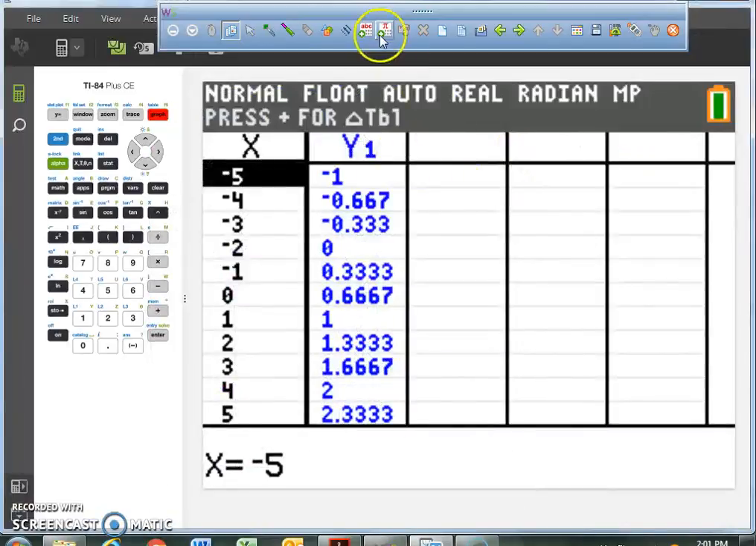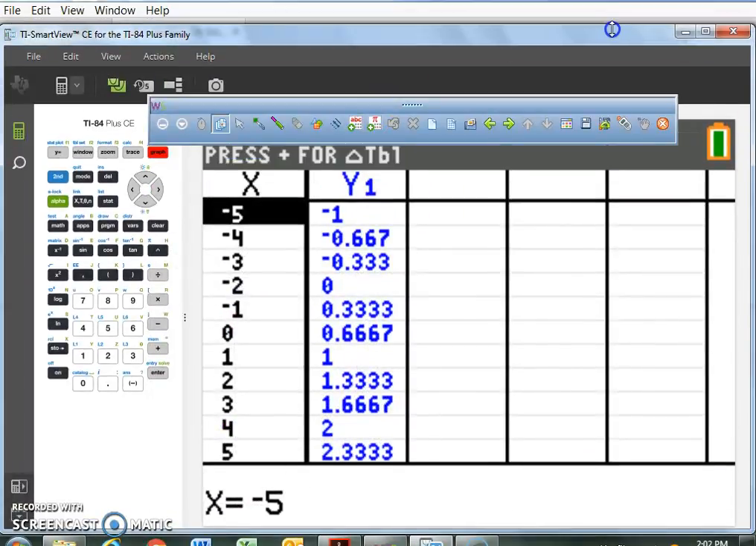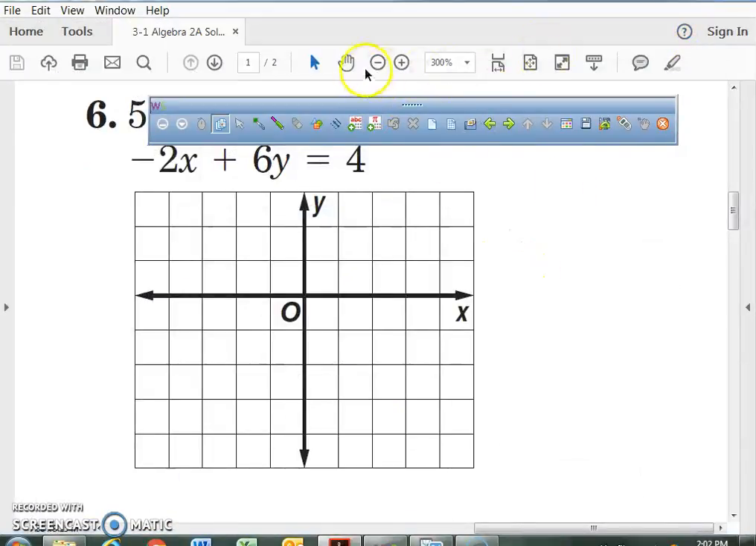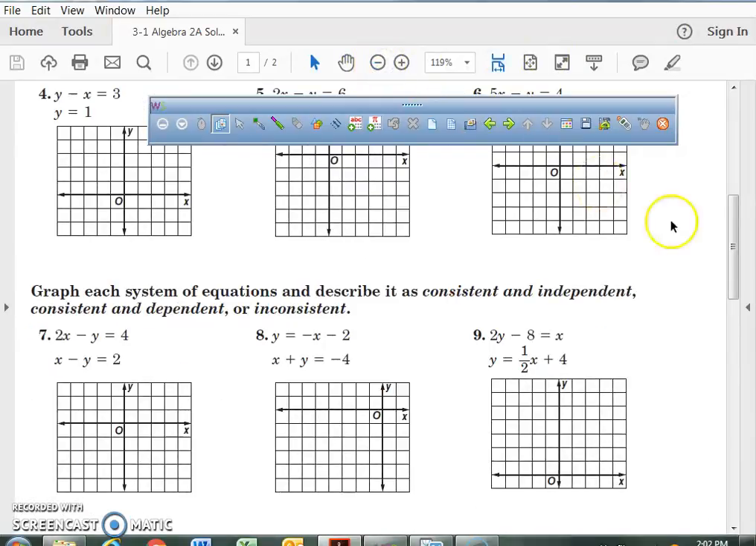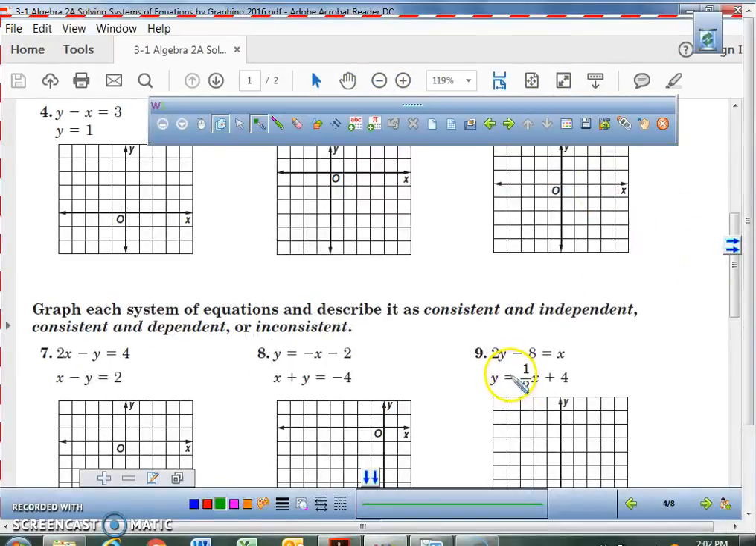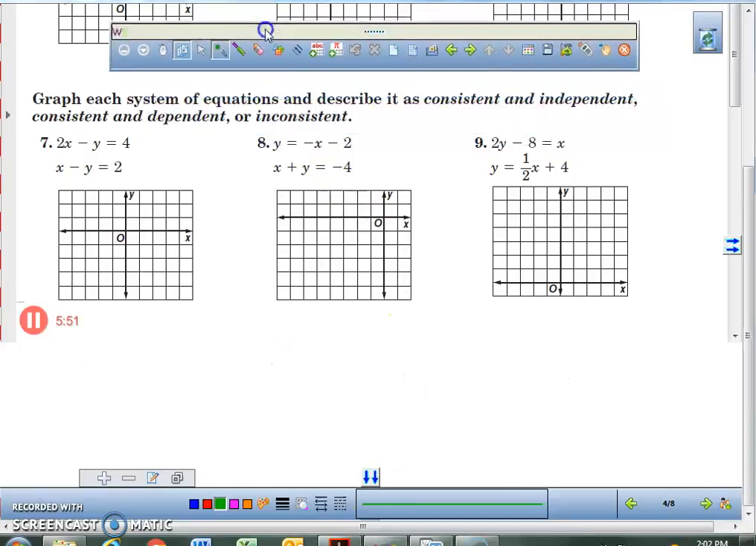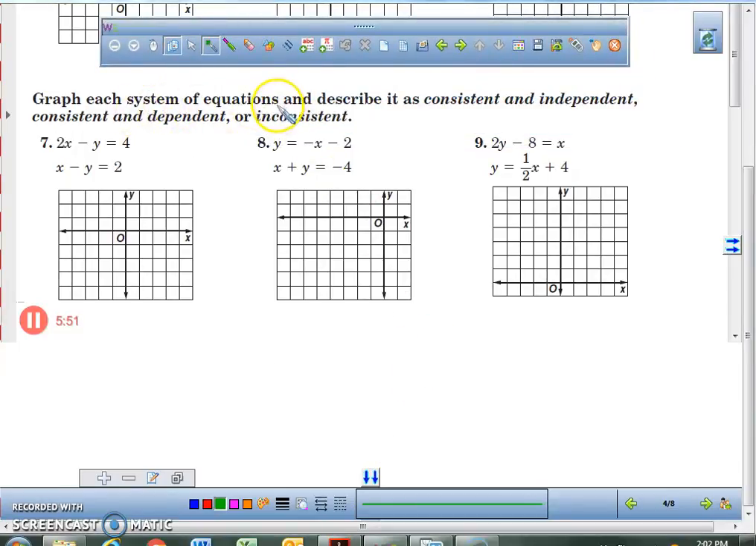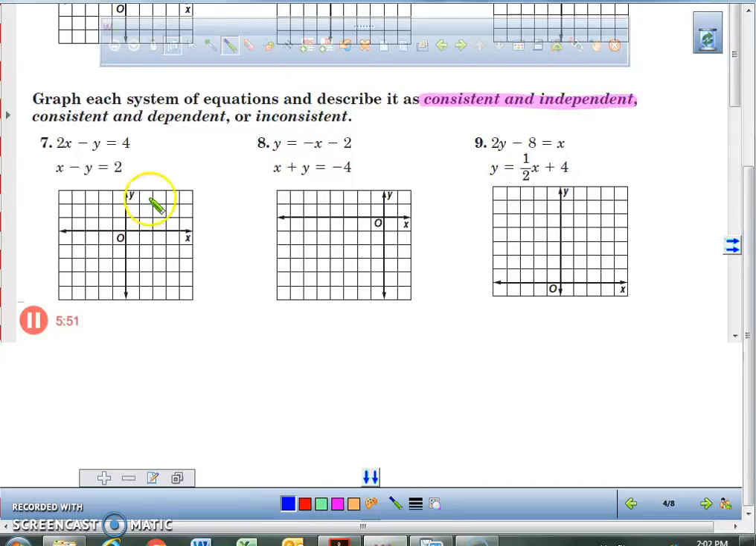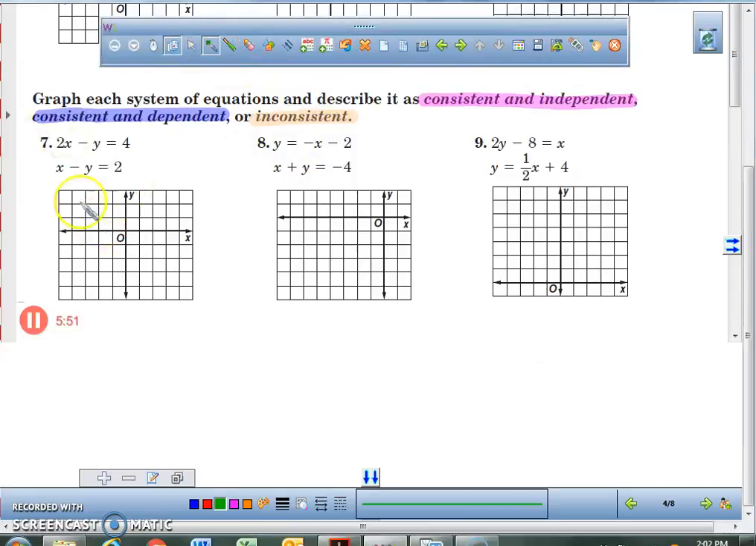Okay, so let's look at our last few problems, so you know what I'm asking you to do. We zoom out. Okay, here we go. It says, graph each system of equations. So you can graph all those. And then it says, describe them either as consistent and independent, consistent and dependent, or inconsistent.